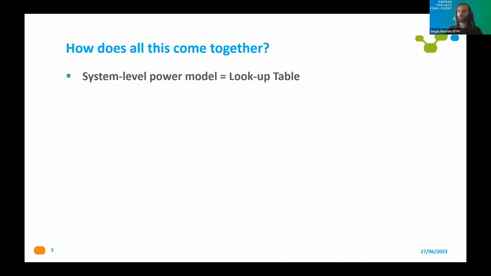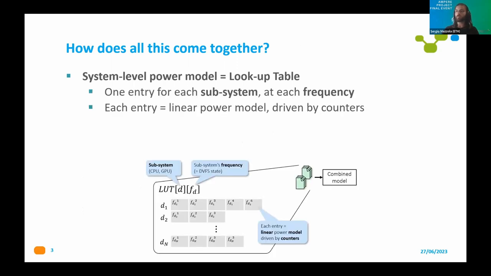So how do we put all this together? We use the concept of a lookup table for a system-level power model, which basically means that we have one power model for each subsystem, for example the CPU or the GPU, and for each frequency of each subsystem. Each entry of this lookup table is a linear power model, which is driven by performance counters.